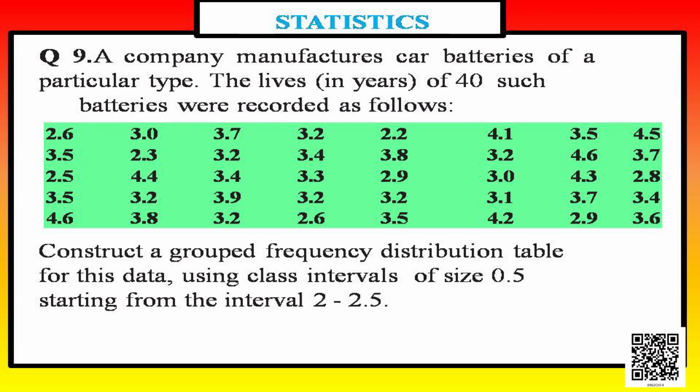Now we come to the last question of our exercise 14.2, number 9. This question says a company manufactures car batteries of a particular type and the lives of 40 such batteries were recorded as follows. Then some numbers are given to us as the lives in years of the batteries, and then it is asked that construct a grouped frequency distribution table for this data using class intervals of size 0.5 starting from the interval 2 to 2.5. So let us solve it.